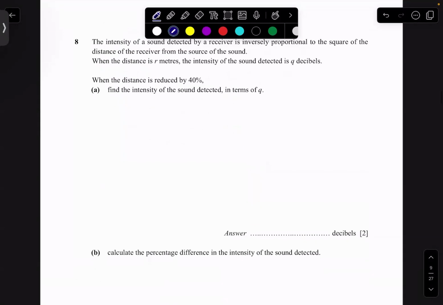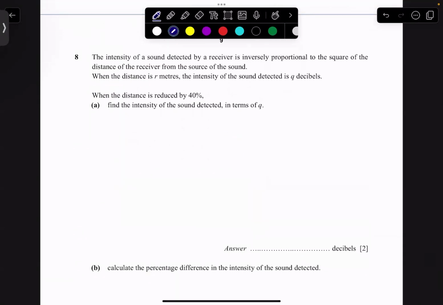Next, question 8. The intensity of the sound detected by a receiver is inversely proportional to the square of the distance of the receiver from the source of the sound. When the distance is r meters, the intensity of the sound detected is q decibels. When the distance is reduced by 40%, find the intensity of the sound detected in terms of q. Sometimes questions, you have to read a few times to really understand what they mean.